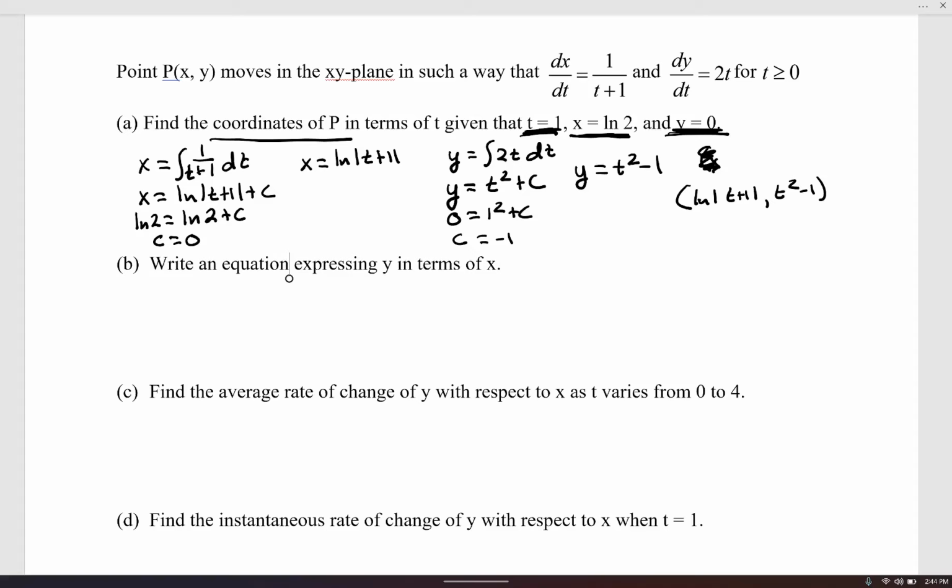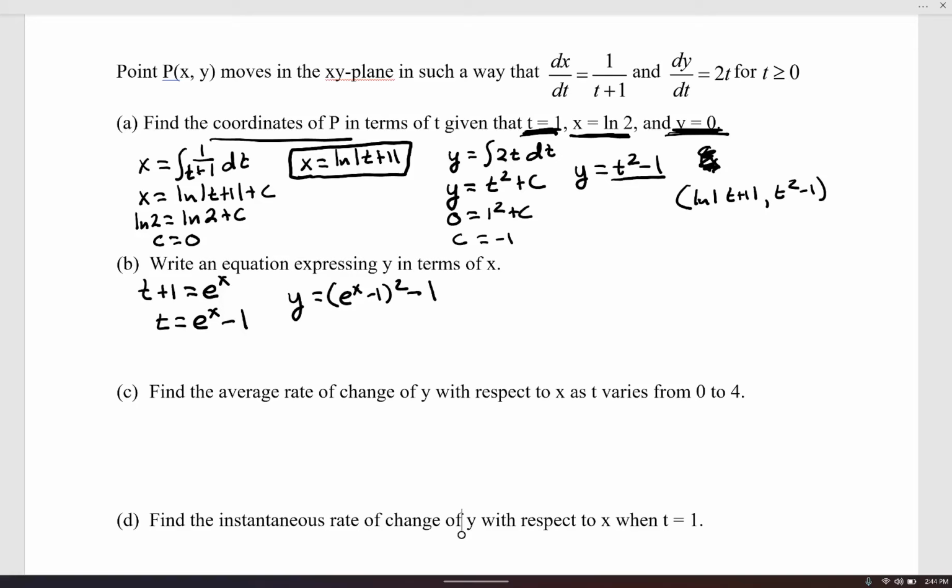Write an equation expressing y in terms of x. So if we take this right here and get it into exponential form, we have t plus 1 is equal to e to the x. So t is equal to e to the x minus 1. Now we're going to plug that in for this right here. So we have y is equal to e to the x minus 1, squared, minus 1.